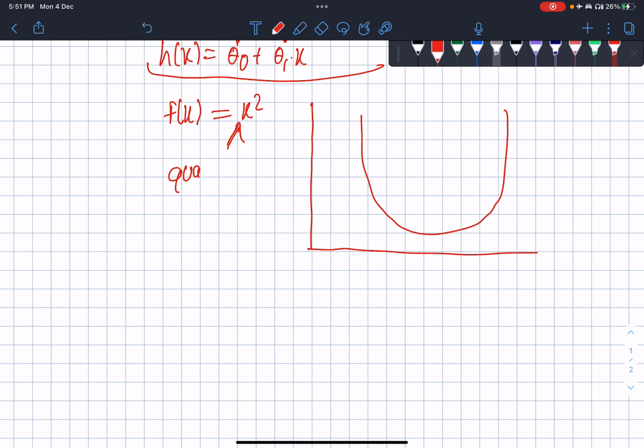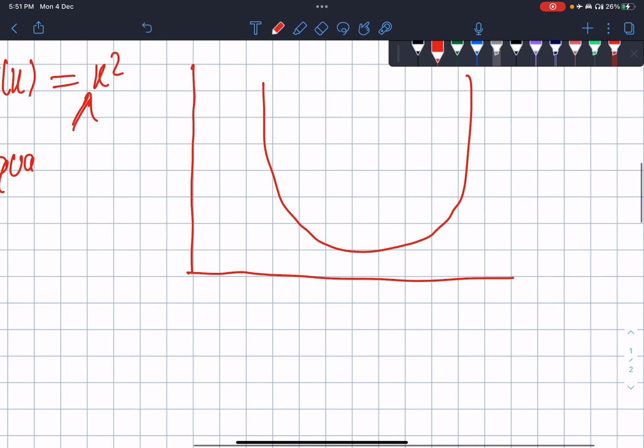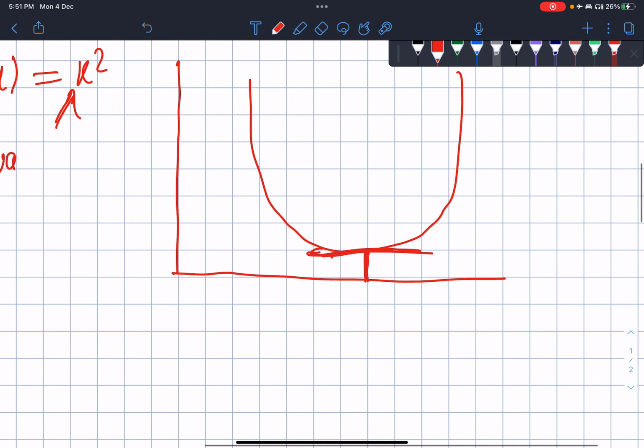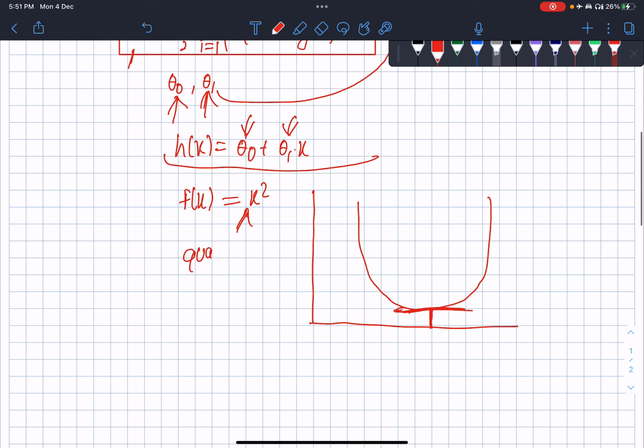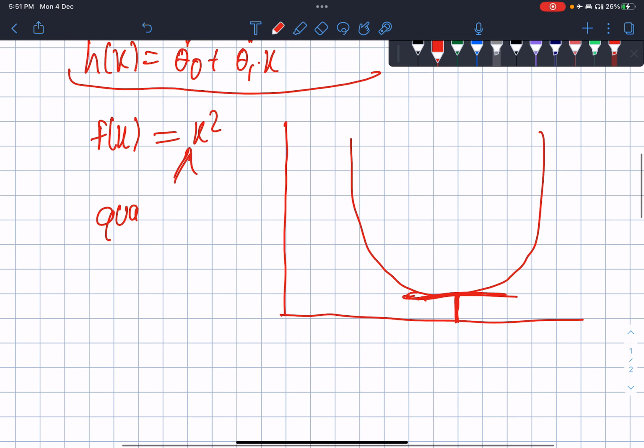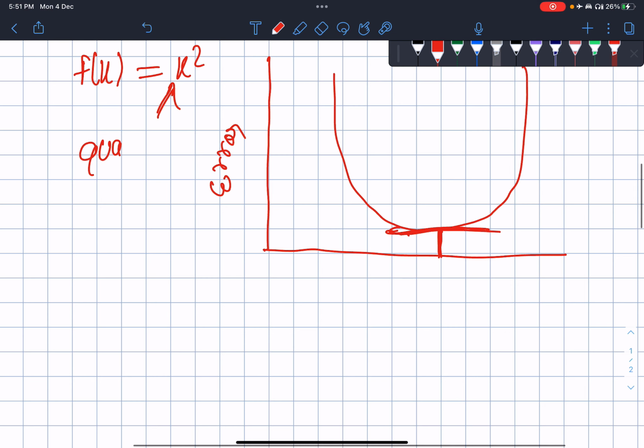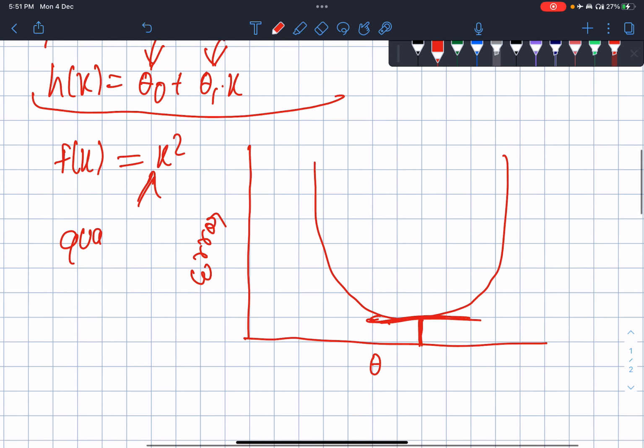Now let's say what is the minimum value in it. According to this parabola, what is the minimum value? As you see, this is the minimum value, right? Yeah, this is the minimum value we want. Because we made a square, the graph will be in the form of a parabola. This is the error, and this is the theta.